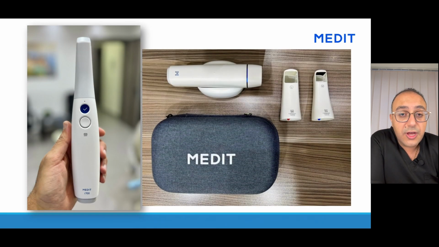This is the i700 I'm using, and I want to tell you about the i900. It has a very interesting large tip. As you can see, there are two tips available for the i900, the medium one and the large one. The large tip on the right side helps you a lot in scanning full arches because it has a wider mirror and works very well with full arch cases.